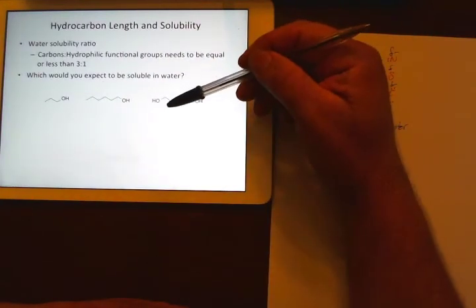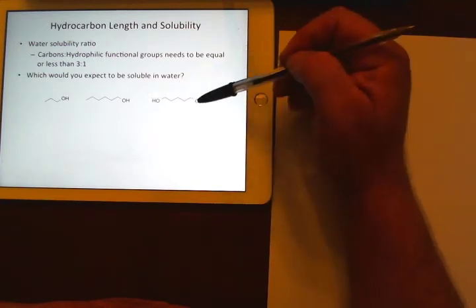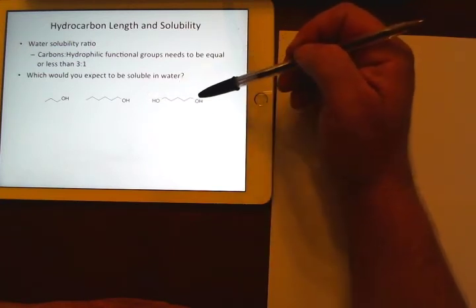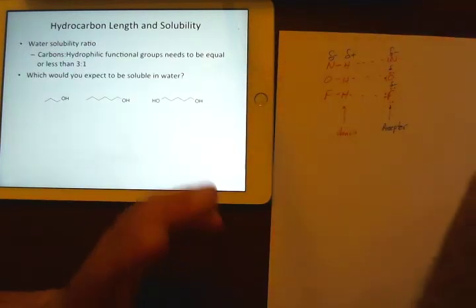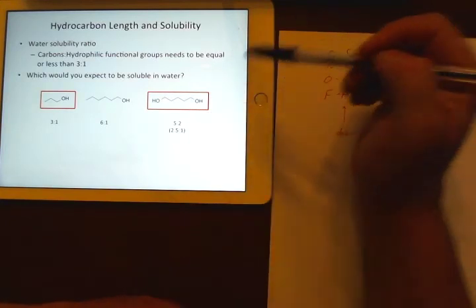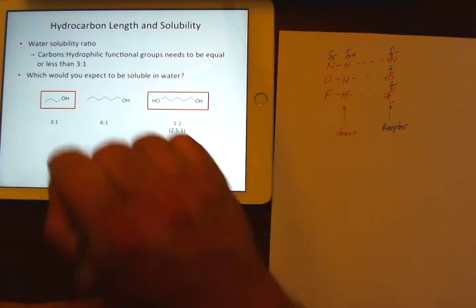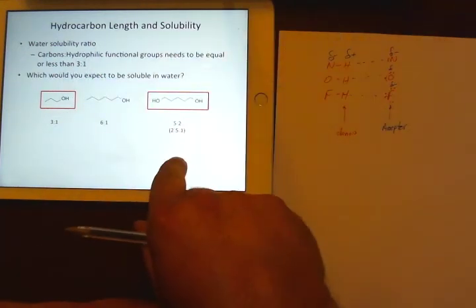Here, right, you have 1, 2, 3, 4, 5, which might be a problem, but we have 2 polar groups here. And so really it's 5 to 2, or 2.5 to 1, which is well below the limit, which is fine for solubility. And so these 2 are going to be soluble in water. So it's this magical 3 to 1 ratio.